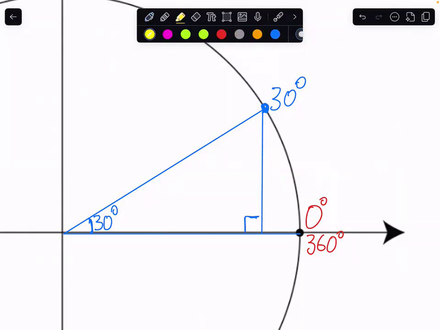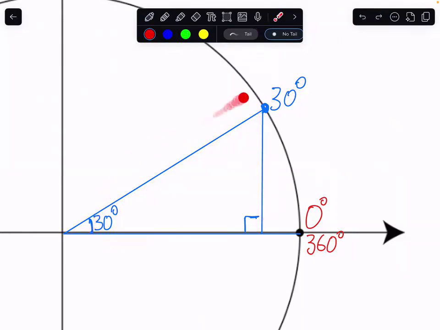Hopefully you see the right triangle that we formed. Again, it's a little tricky. Remember, this angle is not 30 degrees. The 30 degrees represents this angle, not here. So now we formed a right triangle.